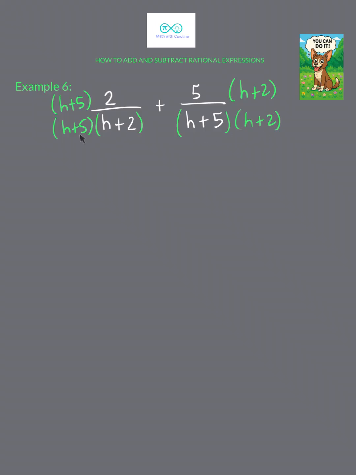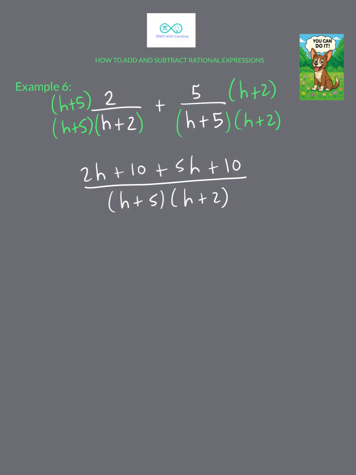Now remember, you do not want to multiply out the denominators because you want to leave those in factored form in case you can simplify at the end. But you will have to distribute the 2 and distribute the 5 so that you can combine like terms in the numerator. So go ahead and do that now. So when we distribute our 2, we get 2h plus 10, and distribute our 5, we get 5h plus 10. And we can combine everything into one fraction since we have a common denominator.